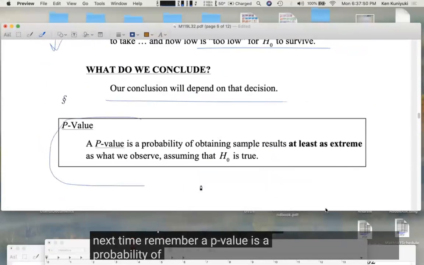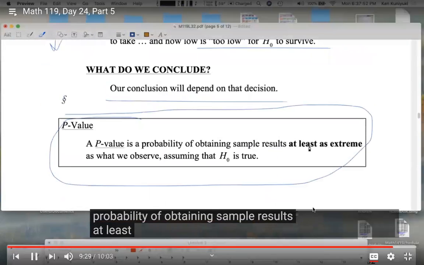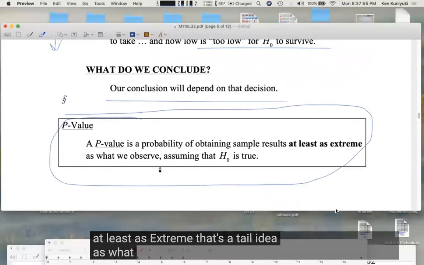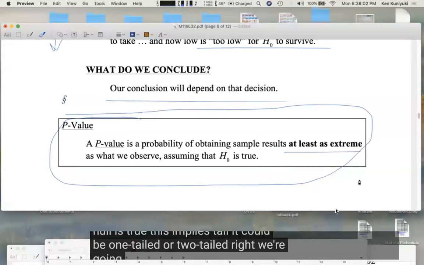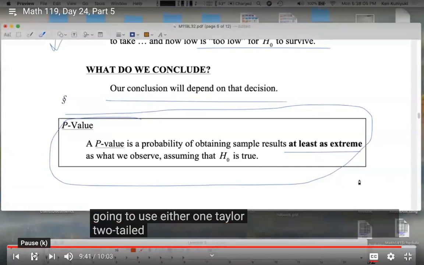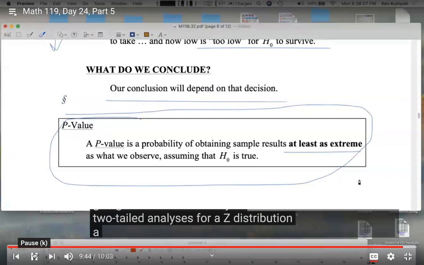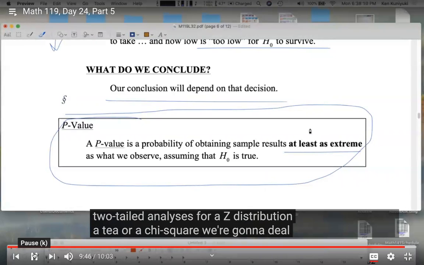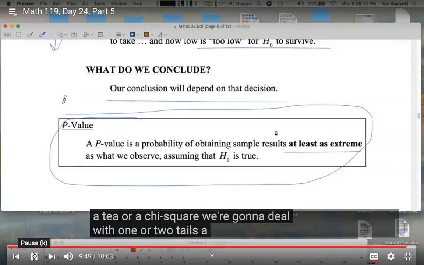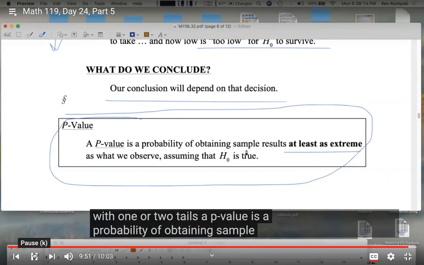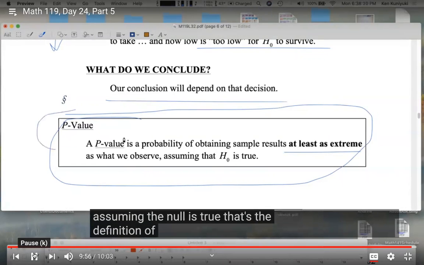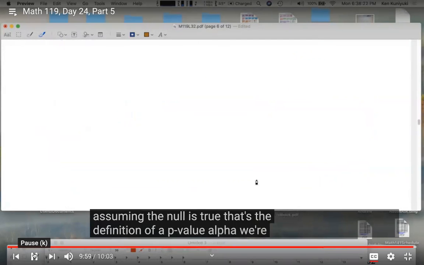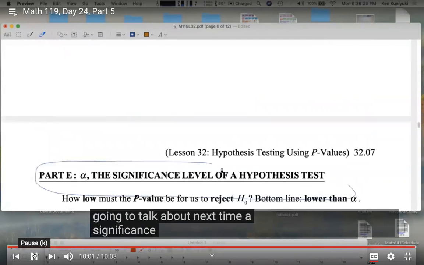Remember, a p-value is a probability of obtaining sample results at least as extreme, that's a tail idea, as what we observe, assuming that the null is true. This implies tail. It could be one-tailed or two-tailed, right? We're going to use either one-tailed or two-tailed analyses for a z distribution, a t, or a chi-square, but we're going to deal with one or two tails. A p-value is a probability of obtaining sample values at least as extreme as what we observe, assuming the null is true. That's the definition of a p-value. Alpha, we're going to talk about next time, the significance level.